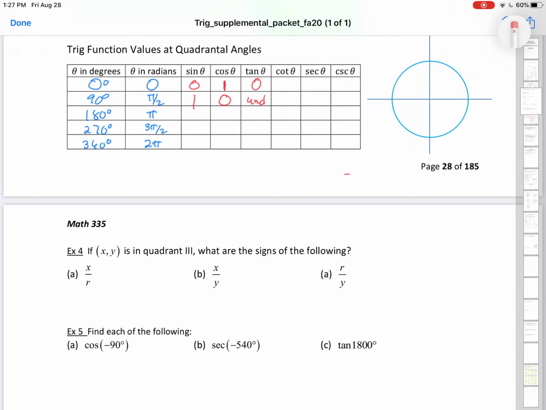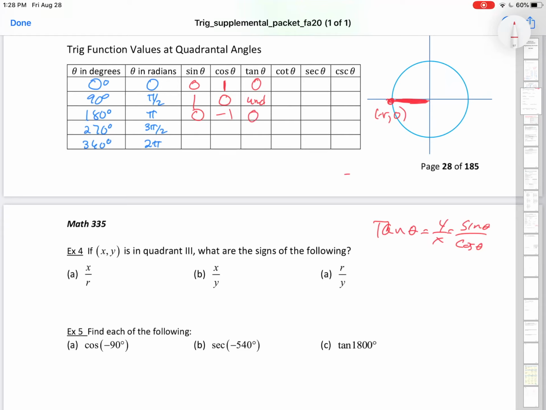180 degrees, or pi. So notice that this point right here is negative r comma 0. So what's sine? Well, sine corresponds to y, and y is 0. What's cosine? Cosine is negative r divided by r, so negative 1. We're going in the negative x direction. There's ways to talk about this. And what's tangent? 0 divided by negative 1. Tangent theta is y over x. Remember, who's y? Sine theta. And who's x? Cosine theta. So you can just do 0 divided by negative 1 for 0.